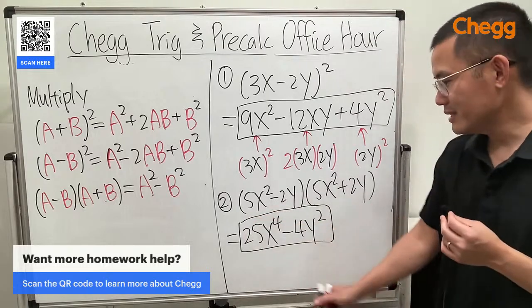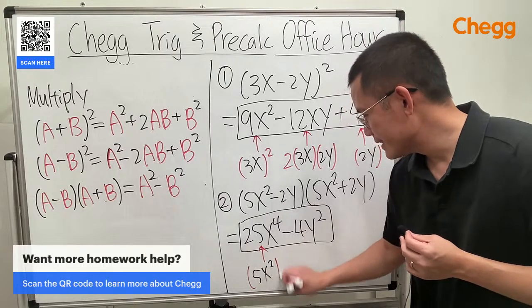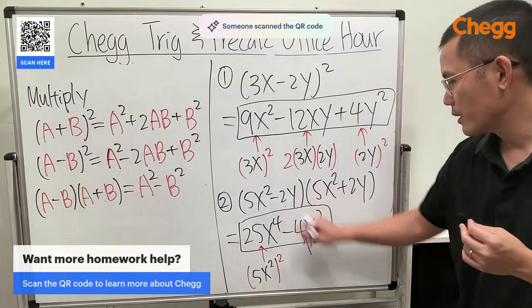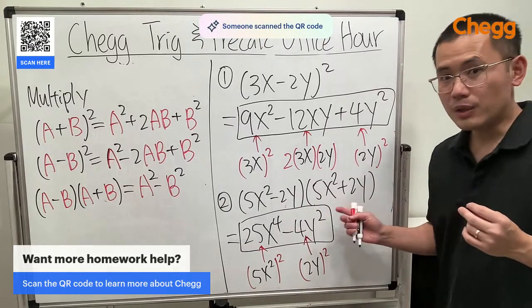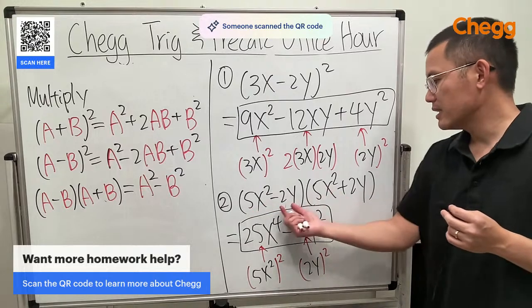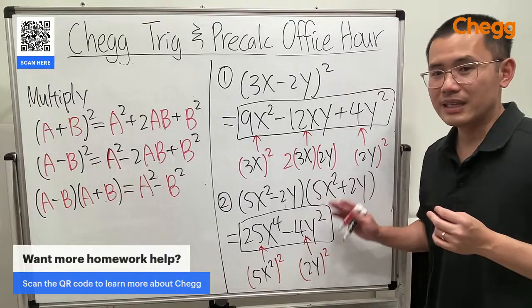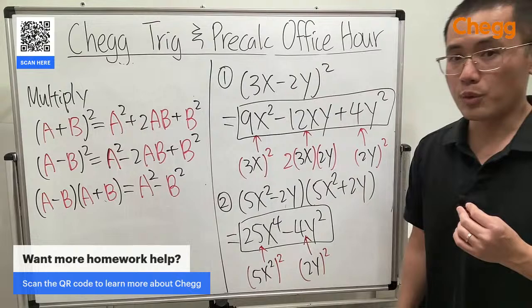How do we do it? This is because (5x squared) squared. This is because the second term is 2y, squared. And we can only do this when this is the same as that, and in the middle, the signs are different, right? So these are really useful special product formulas that you should know.